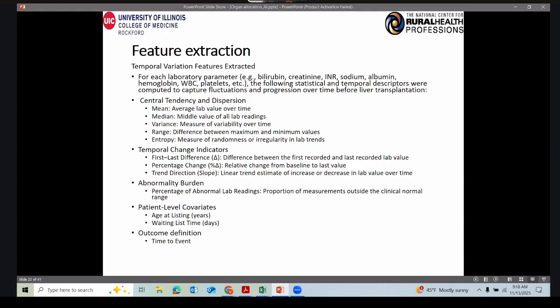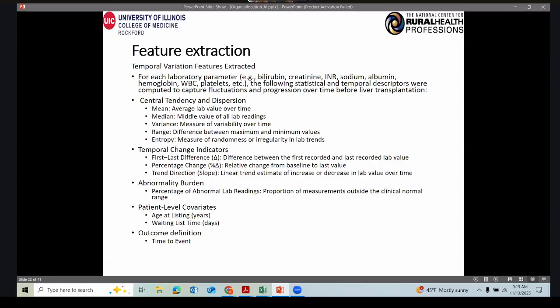First, we calculated the central tendency and dispersion metrics like mean, median, variance, and range. We also extracted entropy. Then we captured the temporal change indicators. We described the direction and magnitude of changes: first and last differences between those variables, then percentage change, which gives the same difference as a relative proportion, and the trend and trend direction, which means the slope, whether the values are increasing or decreasing.